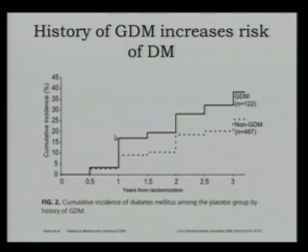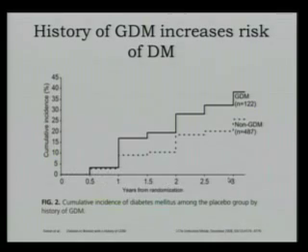So we talked about mothers with gestational diabetes mellitus. There's a higher risk of adverse outcomes to the neonate, but also to the mother in terms of a higher risk of diabetes mellitus later on in life. So this is data from the Diabetes Prevention Program, looking at subjects with a past history of gestational diabetes and comparing them to women without a history of gestational diabetes.